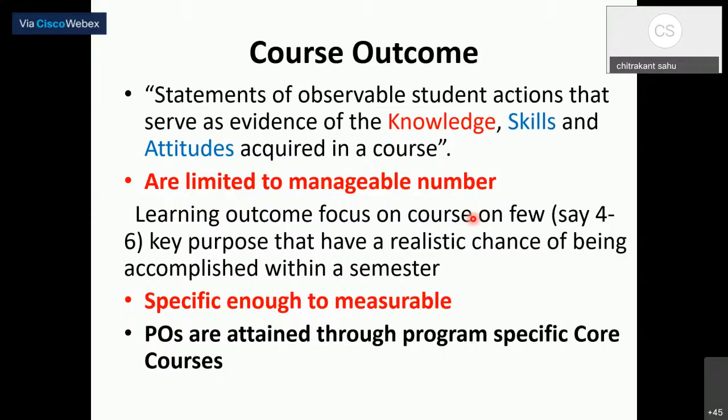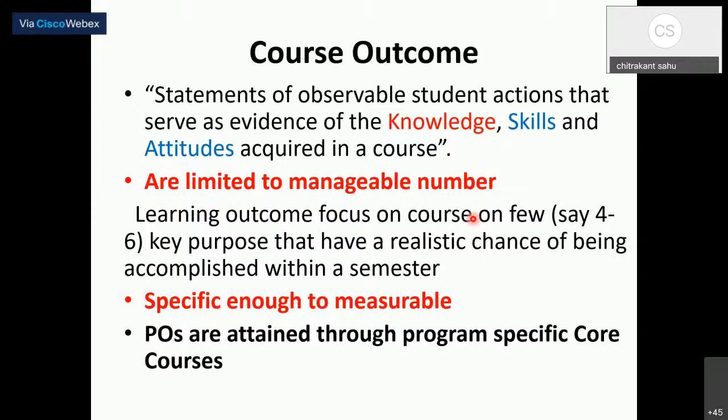The lowest part of the outcomes is the course outcome, and this is very, very important. Every teacher should understand what the course outcome is, because they are going to monitor these course outcomes. Course outcomes are directly correlated with the students, and their performance in the outcomes can be measured by a teacher. They are statements of observable student action that serve as evidence of, as we discussed, three important things: knowledge, skills, and attitudes.